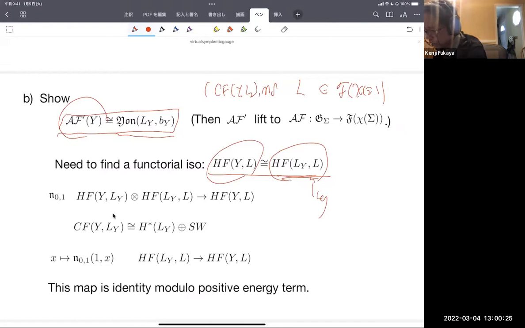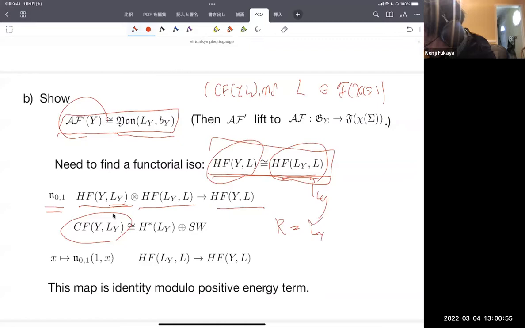And the construction is actually, once we cook up this bimodule structure, rather simple. So you take this L01, but take this L, particularly this L_Y. So this is the module structure, Floer homology of Y, L_Y, tensor Floer homology of L_Y, L to Floer homology of Y, L. But then if you consider the chain complex of L_Y, L_Y, in this case R is L_Y itself plus some switching. Switching is this immersed Lagrangian has self intersections. So we consider this part as just one, it's a unit. Then we have a map, so we fix this one. So we have X here to here. So this is a map from this side to this side. So this is a chain map.